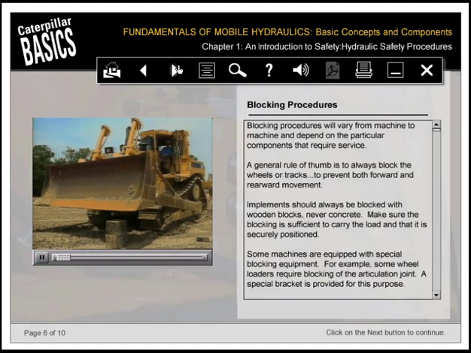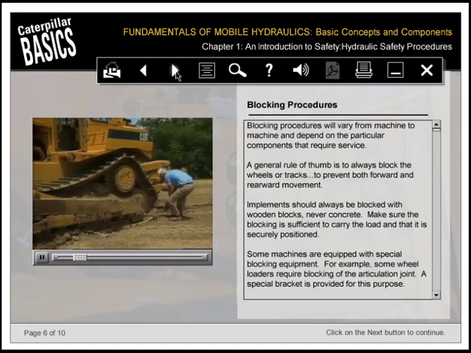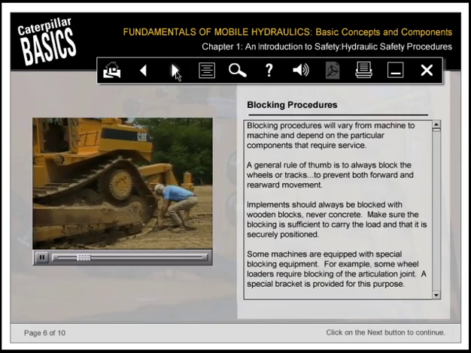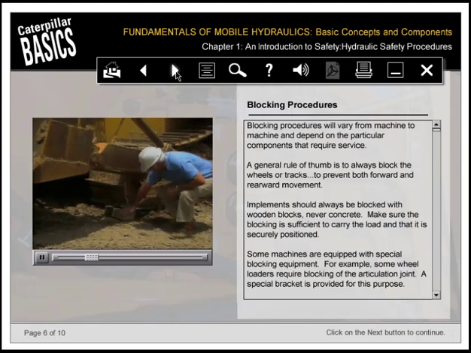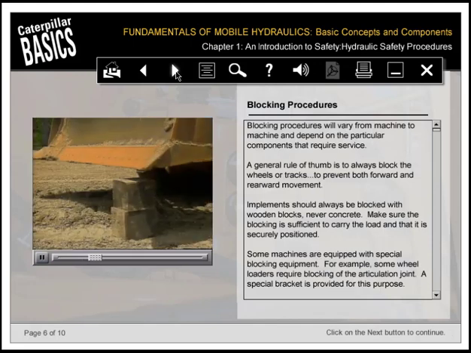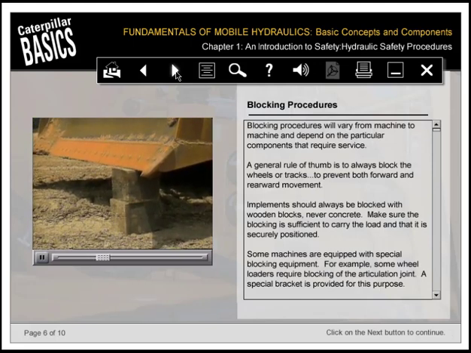Blocking procedures will vary from machine to machine and depend on the particular components that require service. A general rule of thumb is to always block the wheels or tracks to prevent both forward and rearward movement. Implements should always be blocked with wooden blocks, never concrete. Make sure the blocking is sufficient to carry the load and that it is securely positioned.